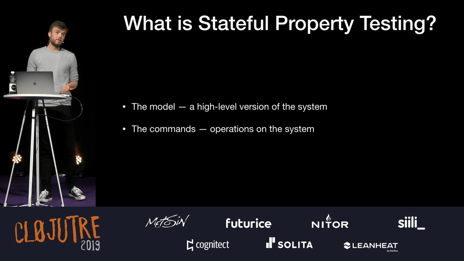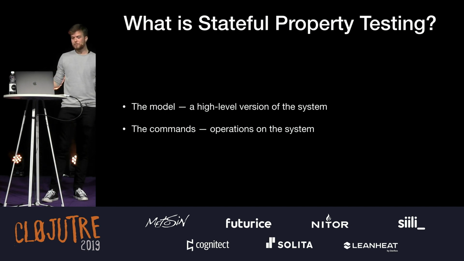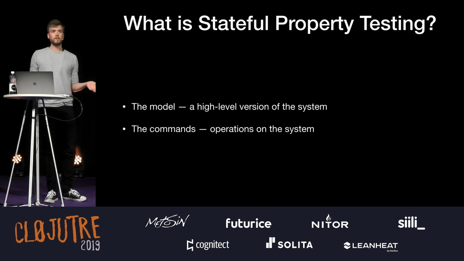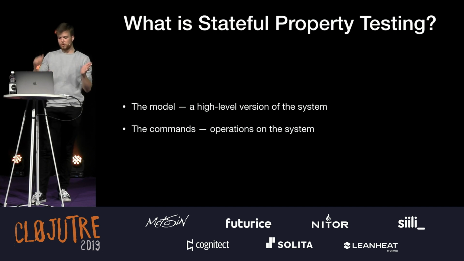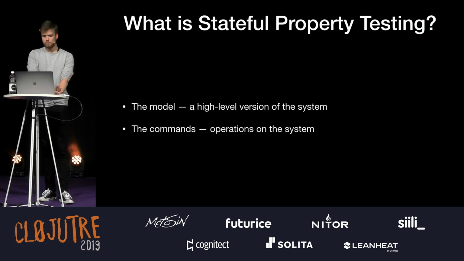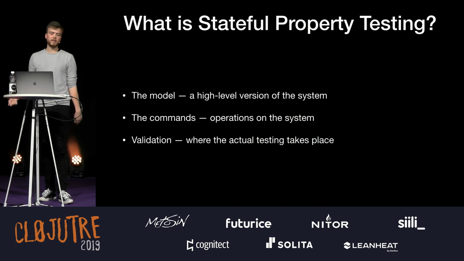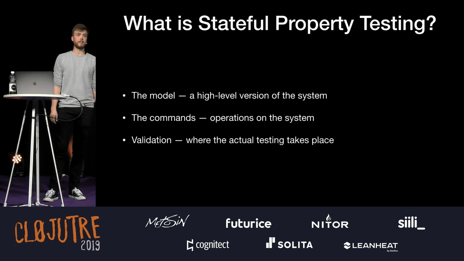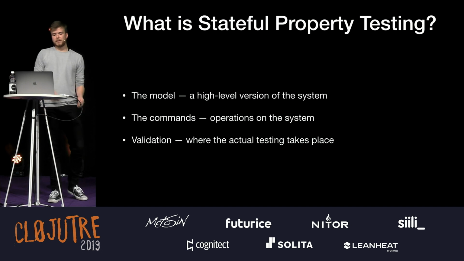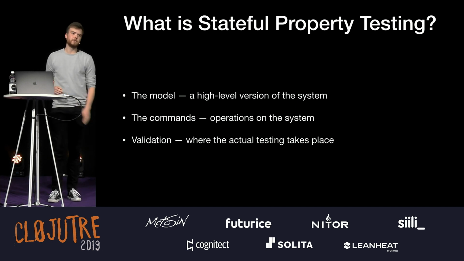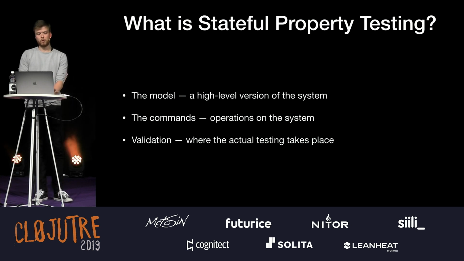And it's also the commands, which are the actual operations that we run against the system. They are randomly generated, and we decide how they are generated and what the commands are. If the test fails, then they are filtered out, like I showed you. And the last step is the validation step, which is where the actual testing takes place. This is where we compare the state of the model with the result of the system for each command. In an example-based test, this would be the equivalent of a test assertion, but we run this for every command.